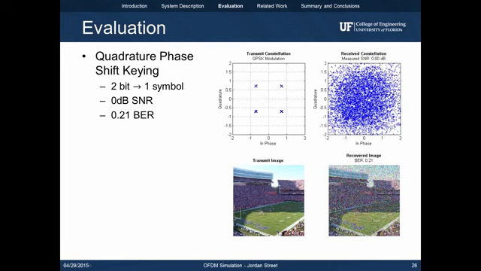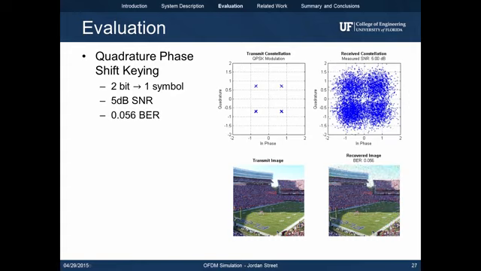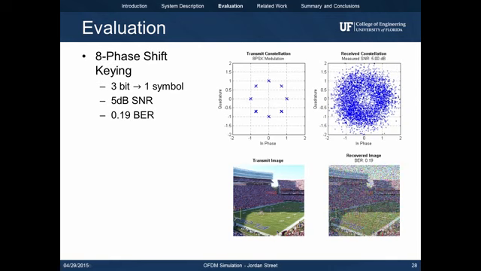Quadrature phase shift keying expands BPSK by adding 2 additional points along the unit circle. QPSK maps 2 bits to one symbol. For 0 dB SNR, we achieve a bit error rate of 21%. By increasing the SNR to 5 dB, we can reduce the BER down to 5.6%.